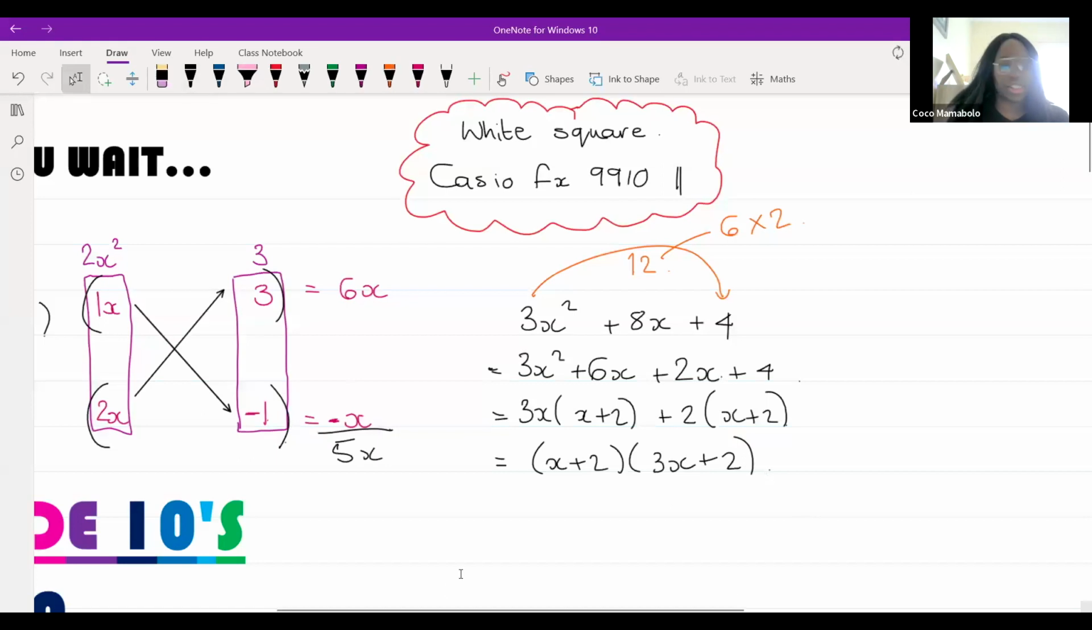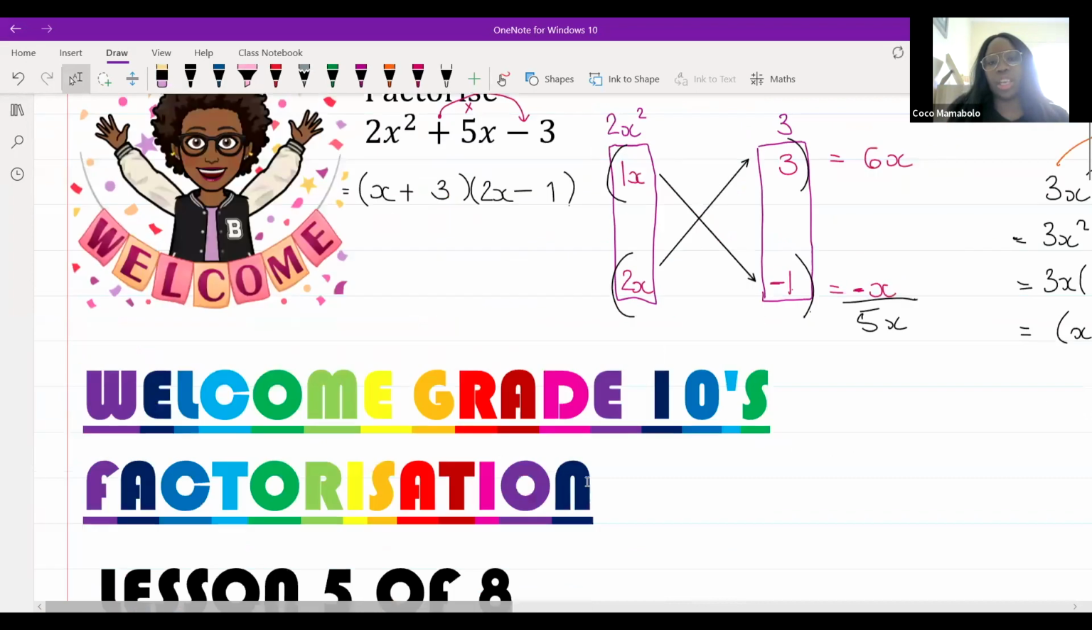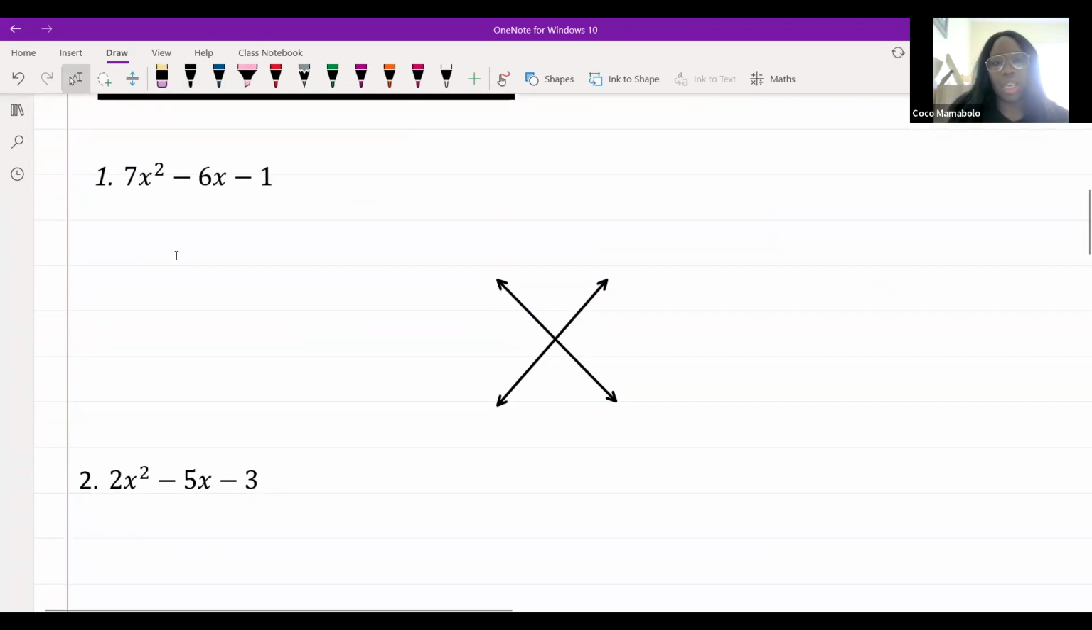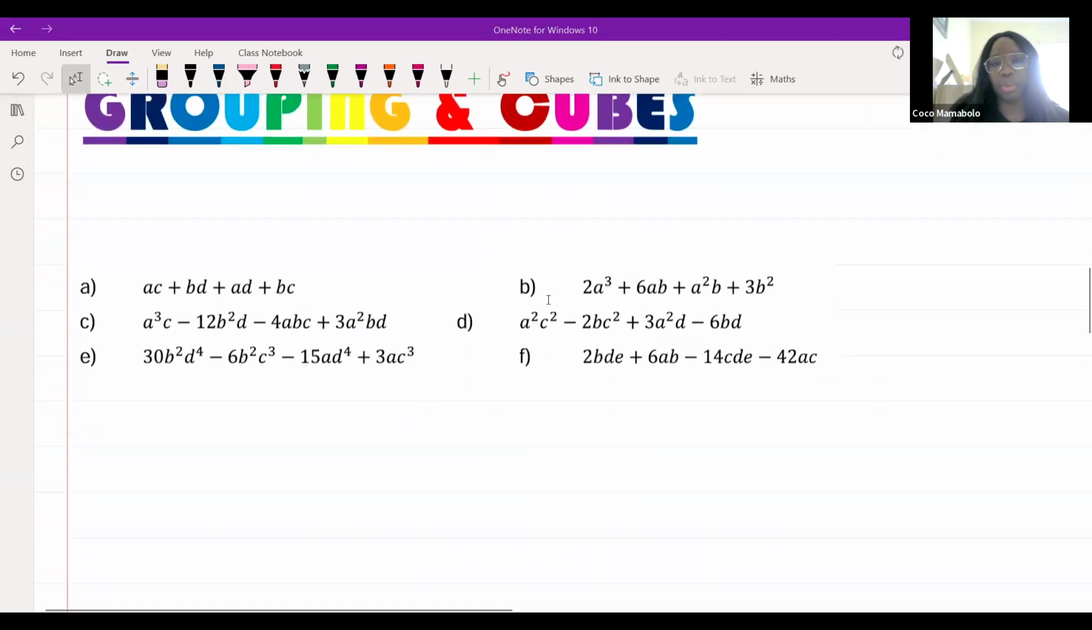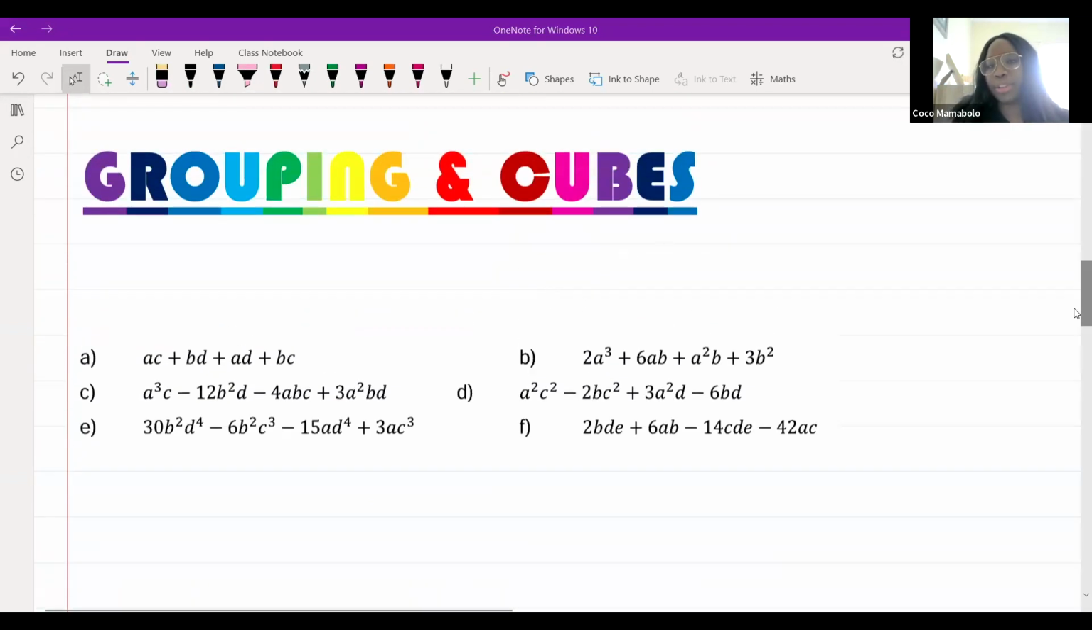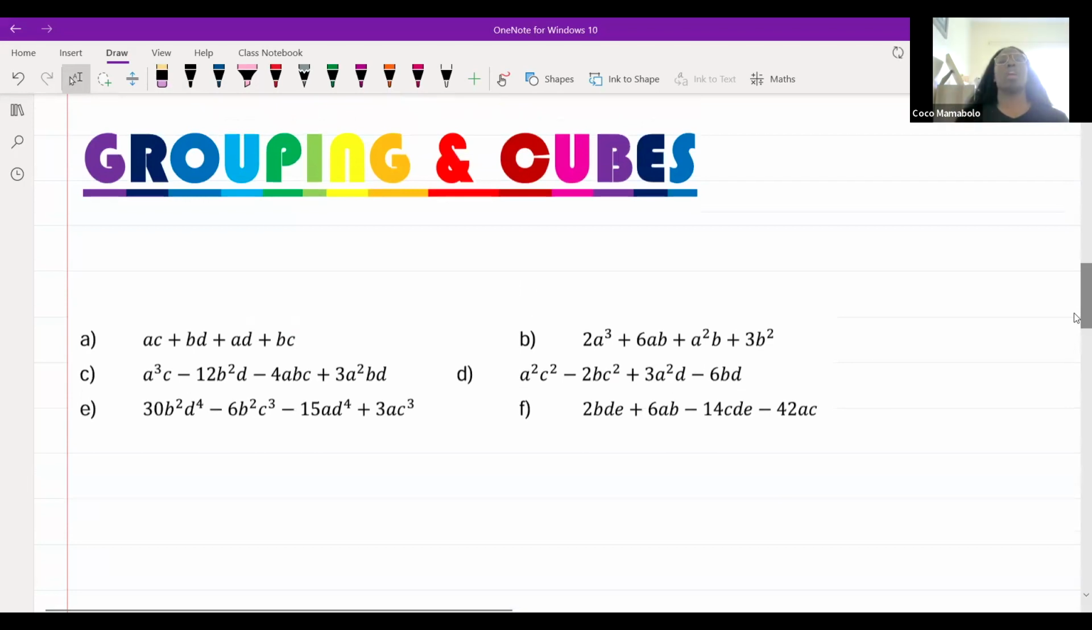All right, guys, let's get into today's lesson. Today we're actually going to be looking at grouping. I want us to skip over this because we've just done another example. We're going to be looking at grouping and cubes. So we're going to start with grouping.